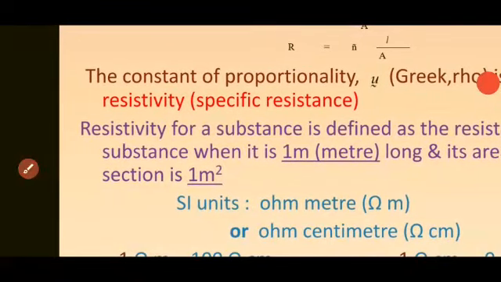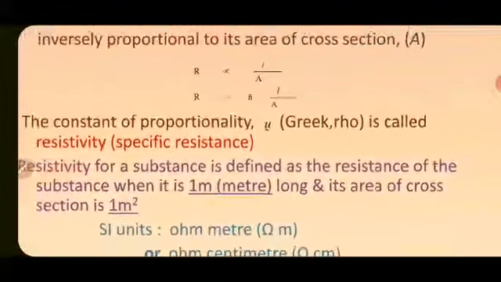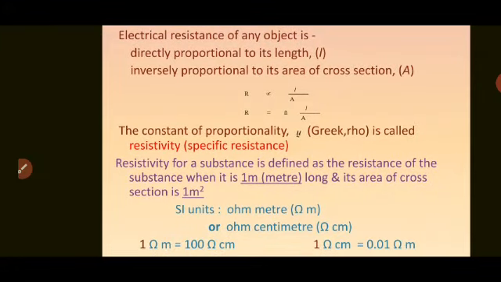Now how can resistivity be defined? Resistivity of a substance is defined as the resistance of the substance when it is 1 meter long, that is, the length of the object should be 1 meter, and its area of cross section is 1 square meter. So what are the SI units then? The SI unit is ohm meter. Ohm is the unit of resistance and meter is the unit of length. So ohm meter is the unit of resistivity.